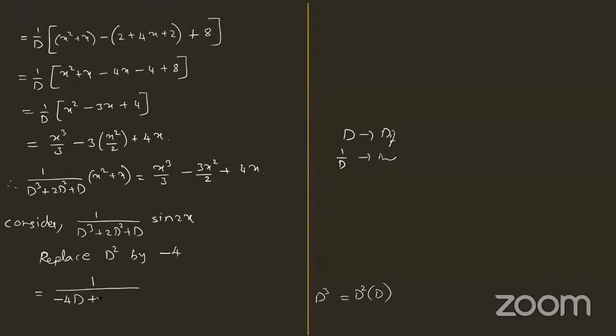Now here it is 2 times, in place of D square, again I'm writing minus 4, plus there is a D. So instead of D, you're not substituting anything; I'm writing the D as it is. And of course, this sine 2x also. Now, if I simplify this, see what will you get?